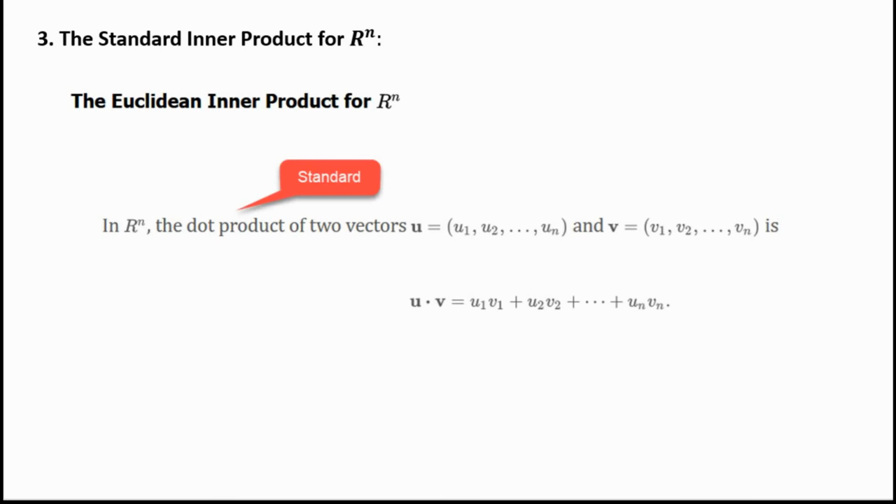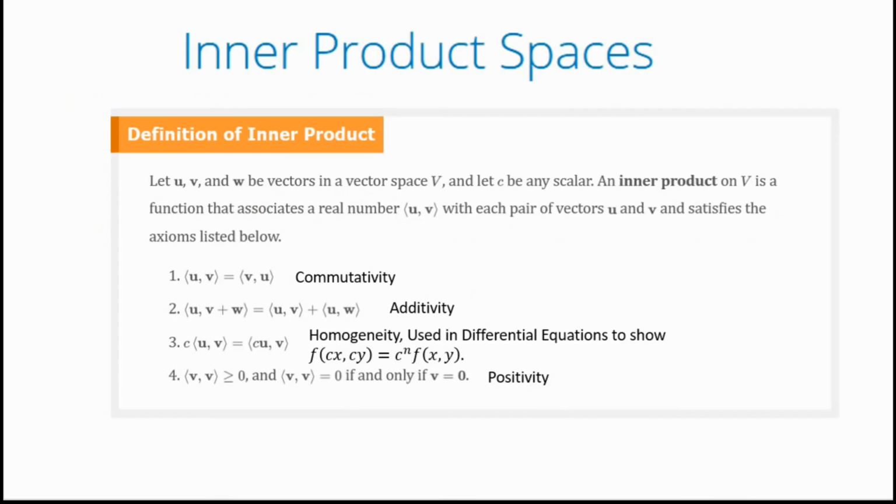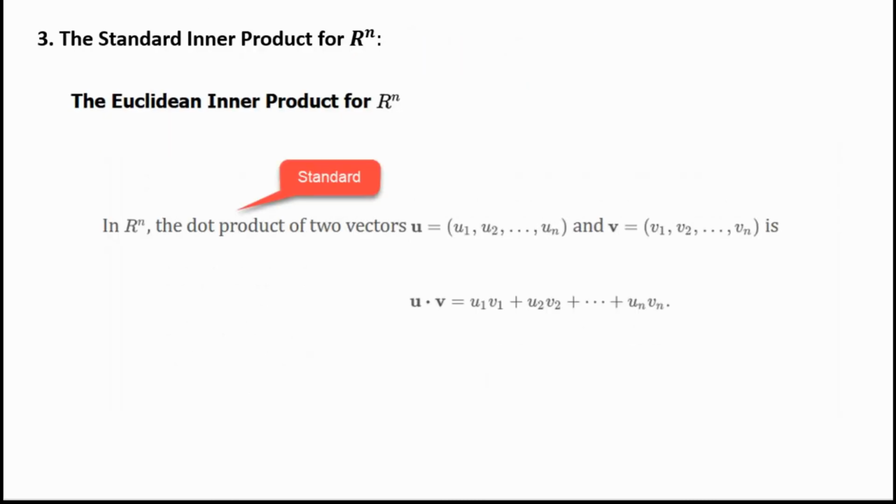So you've got to go back and show or prove that the particular inner product that's given satisfies these four axioms. So the inner product that is the standard for Rn, based on the Euclidean inner product space, here it's just a straightforward inner product.